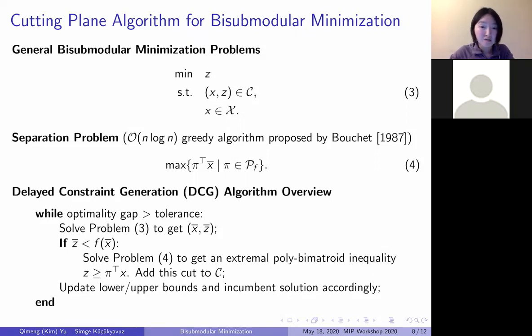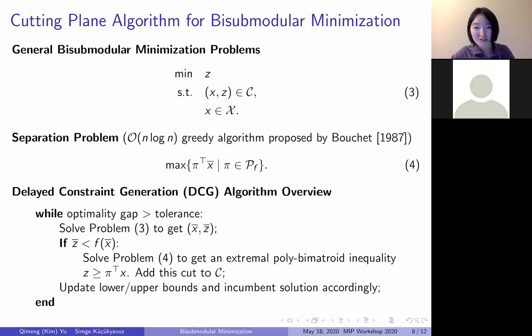For a cutting plane algorithm to work well, we also need to efficiently solve the separation problem, which is, given a fractional solution x bar, z bar, how to determine the most violated extremal polymatroid inequality. Boucher has proposed a fast greedy algorithm to solve this problem.